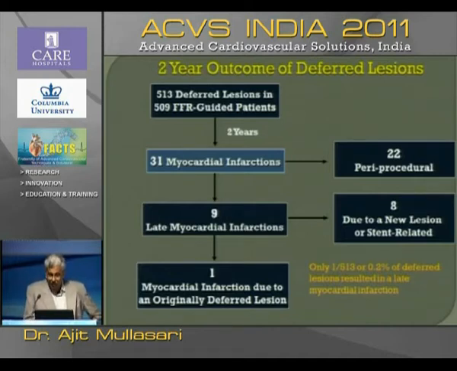Now, what is also important is if you defer those lesions, 513 deferred patients and 509 FFR-guided patients, follow them up at 2 years, the 31 myocardial infarctions which happened were 22 periprocedural. The 9 late myocardial infarctions were 8 either due to a new lesion or a stent-related lesion, and clearly only 1 myocardial infarction occurred in the originally deferred lesion. So only 1 in 513, or 0.2% of deferred lesions resulted in late myocardial infarction.